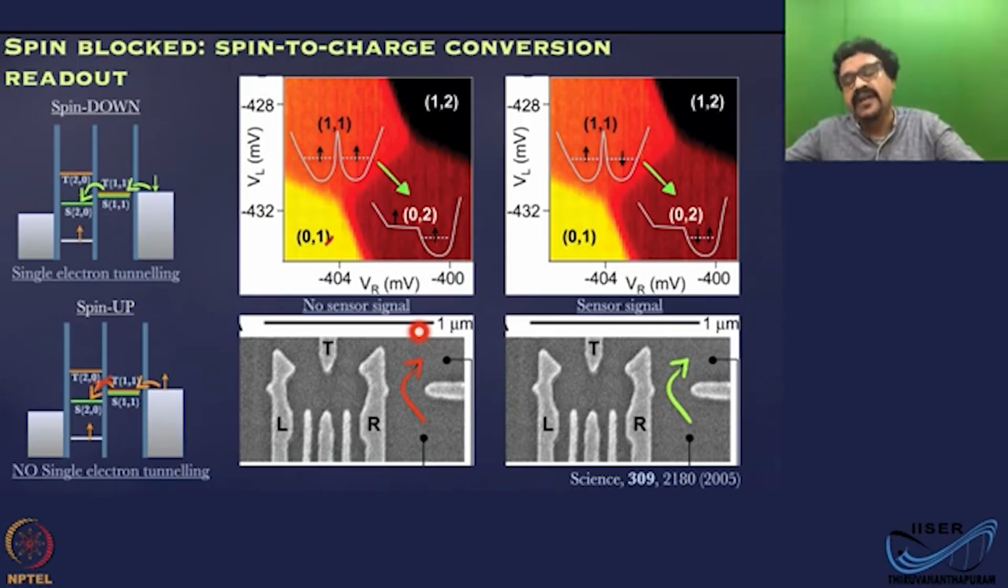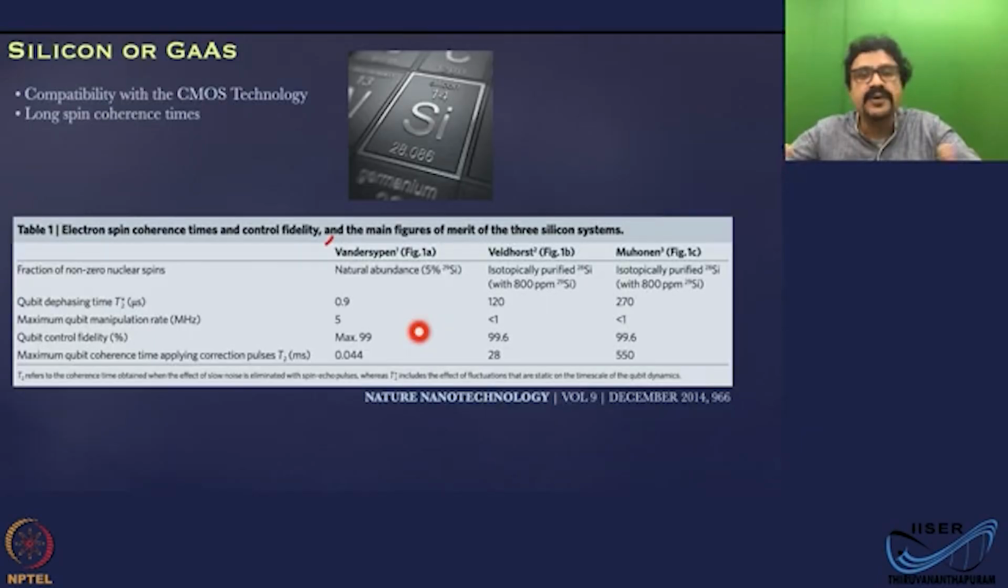Okay, so this is how you read out the state. Now we have discussed the basic DiVincenzo criteria, and how those criteria are satisfied for a semiconducting quantum dot qubit system architecture.